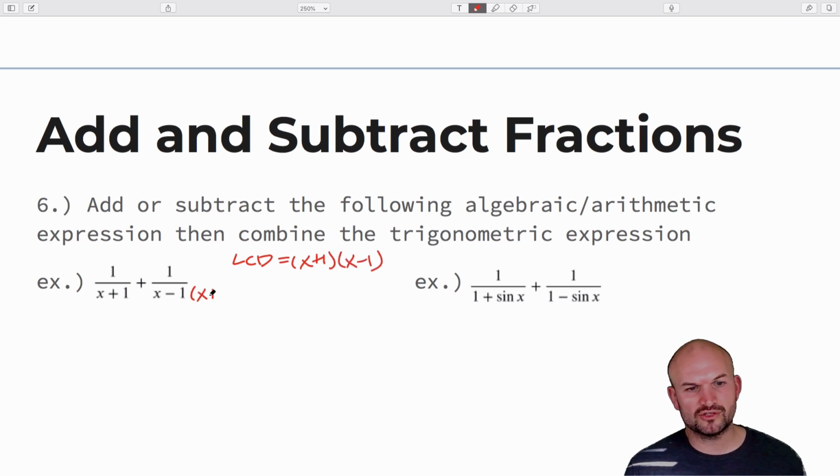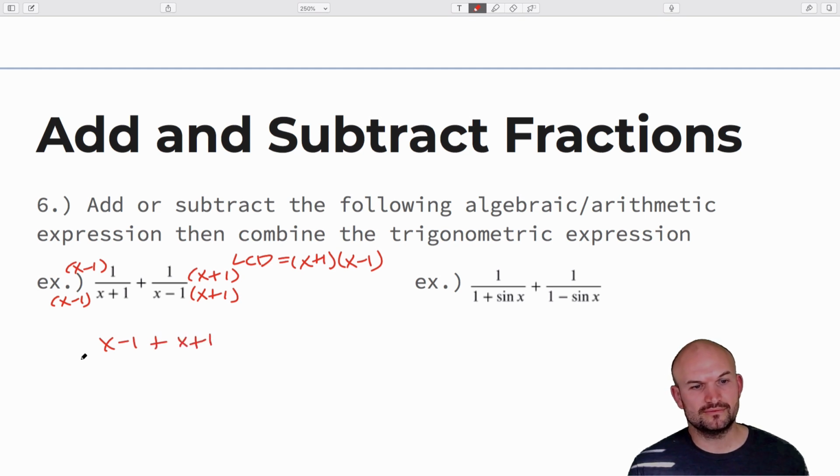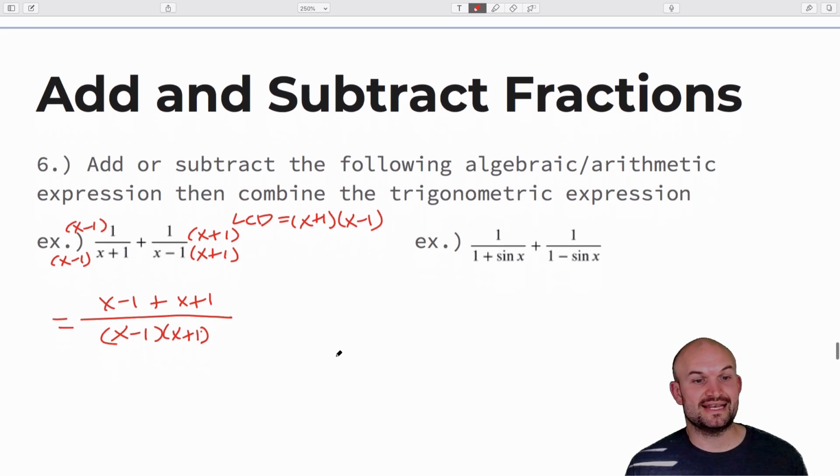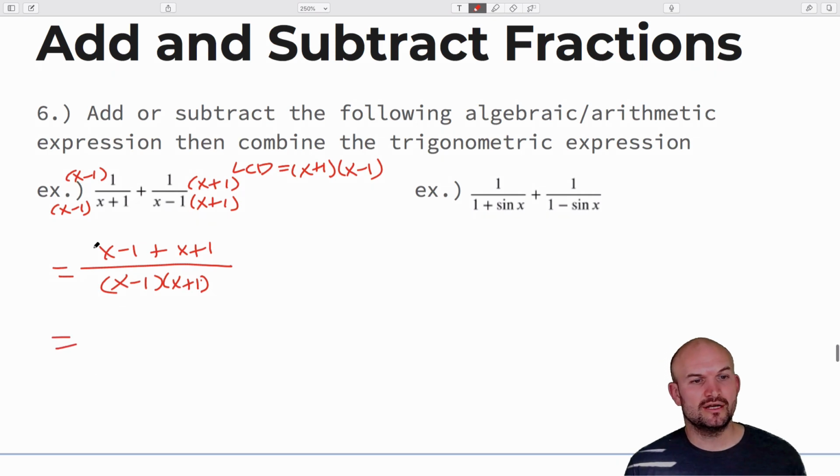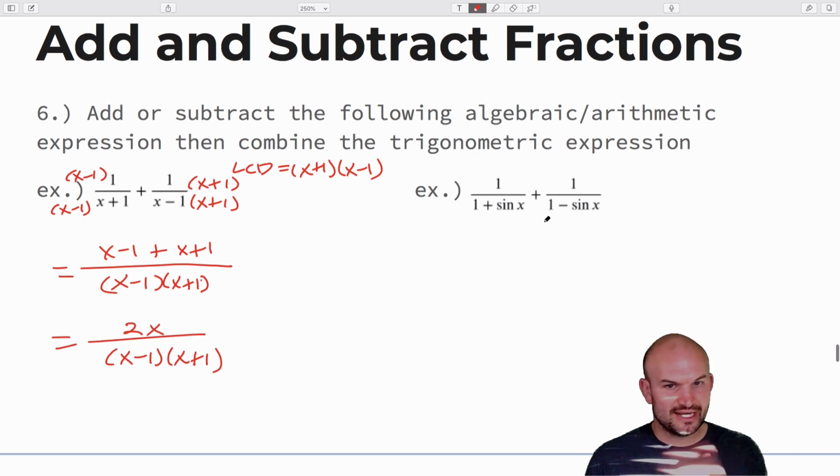So all I'm going to do is multiply by x plus 1 over here, x plus 1, and here I'm going to do x minus 1 over x minus 1. So now they'll have the common denominator of x minus 1, x plus 1. So I'll have an x minus 1 plus an x plus 1 all over an x minus 1 times an x plus 1. Okay, and now I can apply my operations to my numerator. So I have x plus x, which is 2x, negative 1 plus 1 is 0, so I'll be left with 2x all over an x minus 1 times an x plus 1. So you can see here, it's really the same thing.